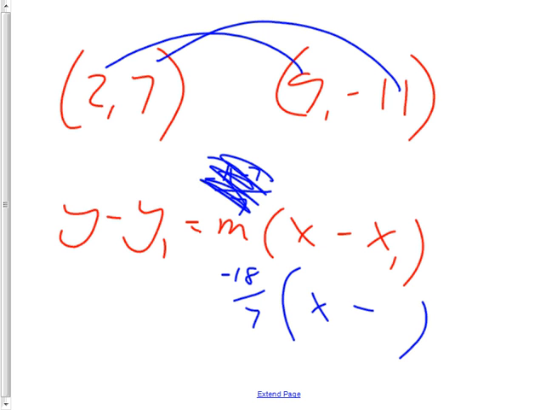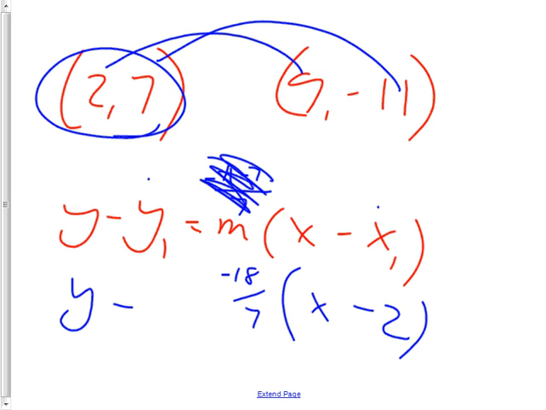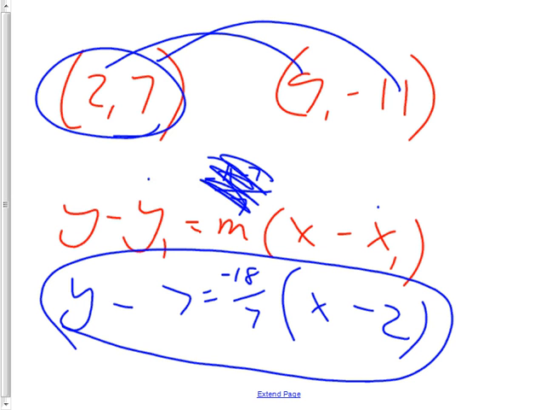Y minus, and then I put a point here, and the x, I could pick either one. I'm going to pick that one because there's no negatives. So the x part is 2, and it goes here, and the y part is 7, and it goes there. Raise your hand if you understood what I just did. Good. Then we're on to the next day.